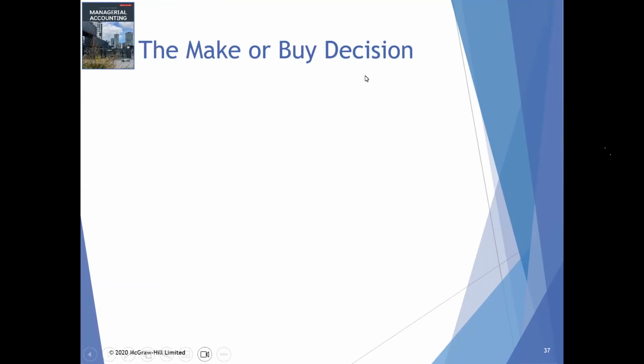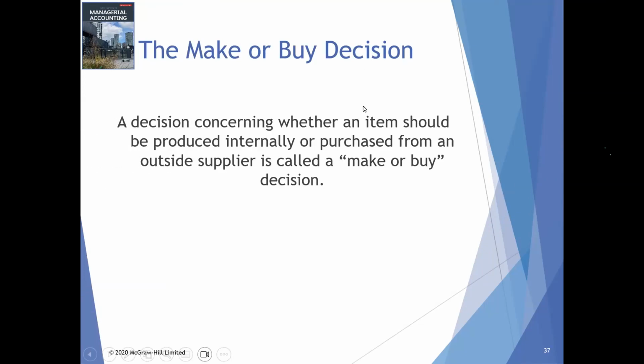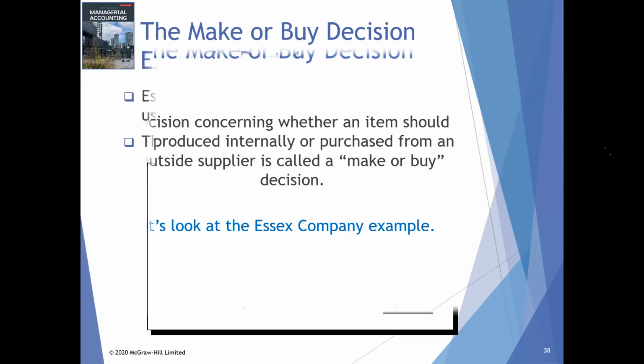Now, the make or buy decision. So next is make or buy, meaning to manufacture or to buy from other suppliers. Sometimes these decisions are also important in managerial accounting. A decision concerning whether an item should be produced internally or purchased from an outside supplier is called a make or buy decision. So now let's have a look at the Essex company example.